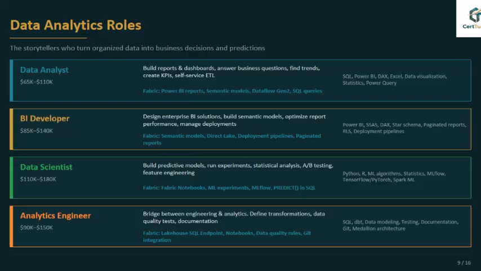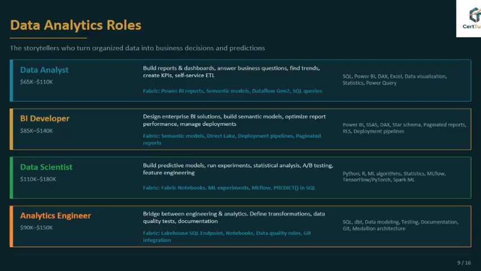For the people who think that data visualization and Power BI steps are easy for me and I'm interested in that, you can choose these types of roles. Data analysts are mostly involved in building reports, dashboards, answering business questions, finding trends, and creating KPI self-service ETLs. They will use tools like SQL, Power BI, DAX, Excel, data visualization, statistics, and Power Query. In the case of Fabric, they will be using Power BI reports, semantic models, Dataflow Gen2, and SQL queries.